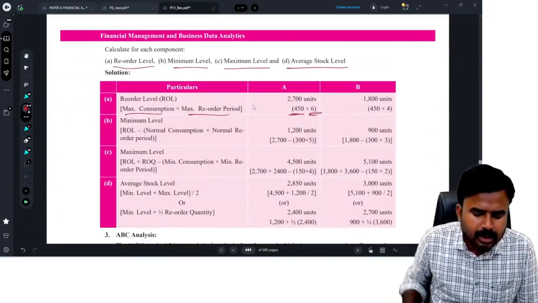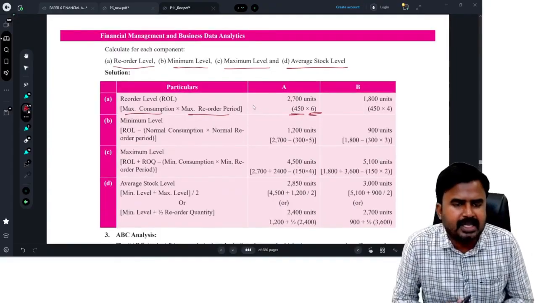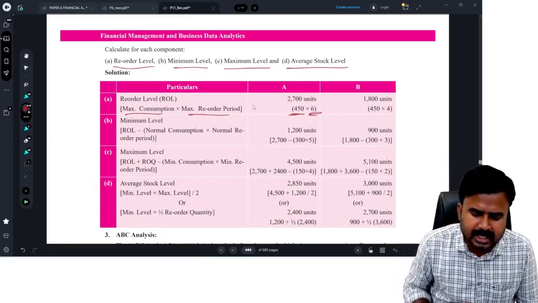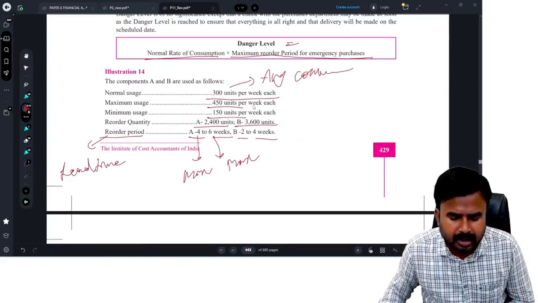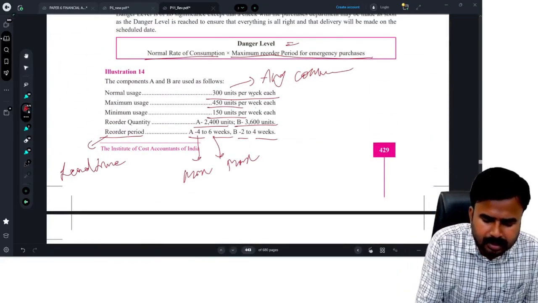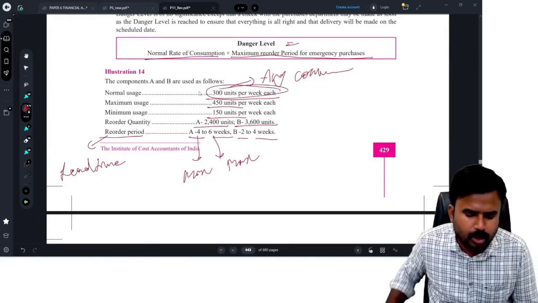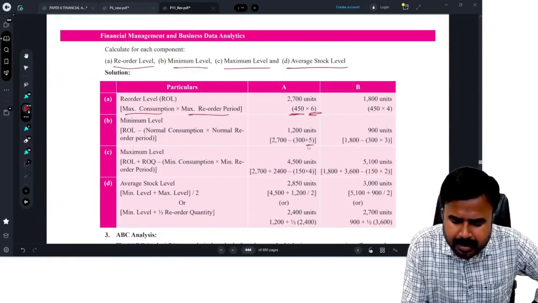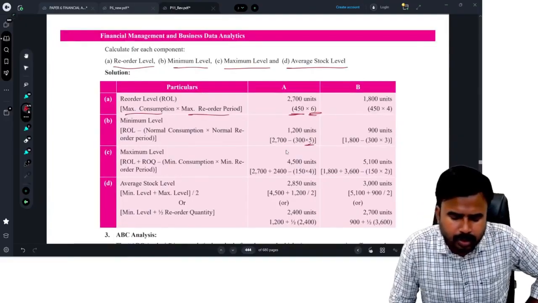Minimum level is reorder level minus average consumption into average lead time. So 2700 minus average consumption, which is simply 300 units. 300 into the average lead time of 5 weeks. So I got 1200 units.